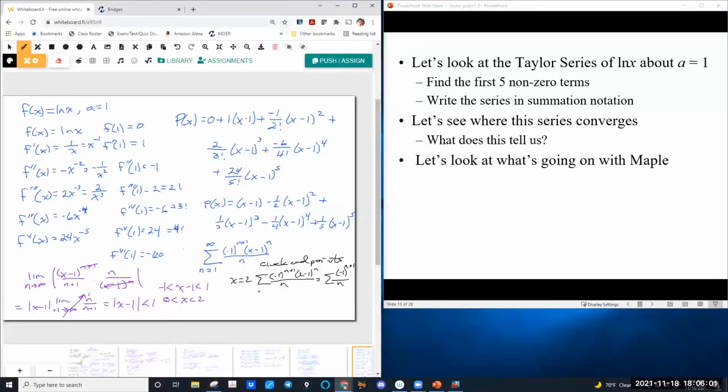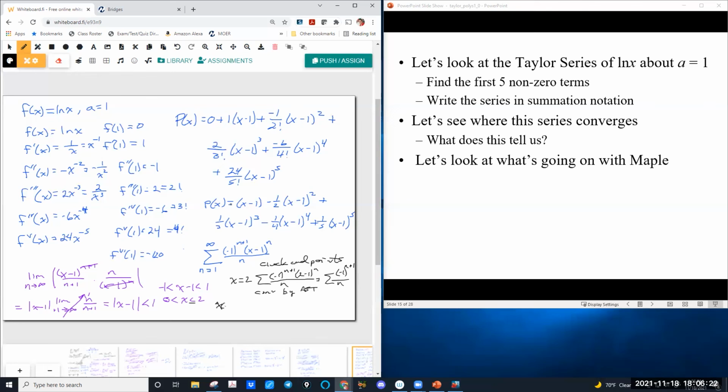We saw that earlier. It converges by the alternating series test. Normally, we would go through showing the steps in a proof, but for what we're doing right now, we showed this exact one earlier. So we know we want to include 2.